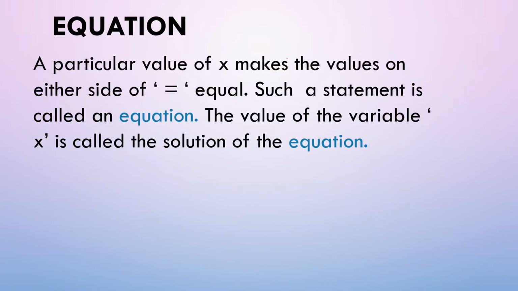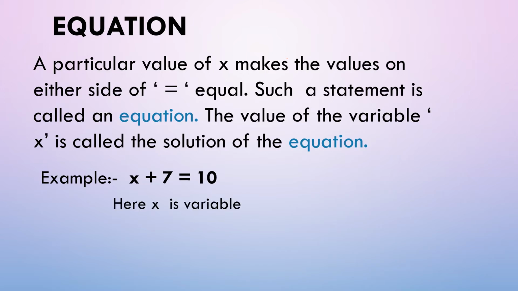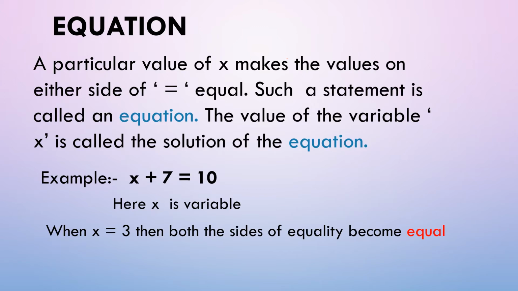So what is an equation? A statement in which a particular value of x makes the value on either side equal is called an equation. The value of the variable x is called the solution of the equation. If I give you an example, x plus 7 is equal to 10. Here x is a variable. If I put x value 3, so 3 plus 7 is equal to what? 10. Here both the sides of the equality become equal.